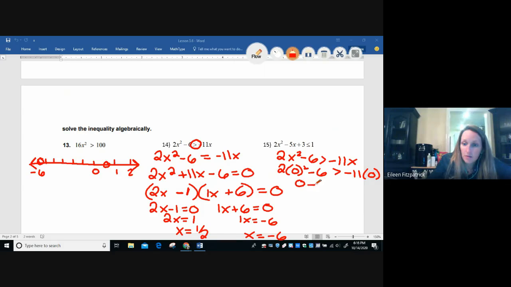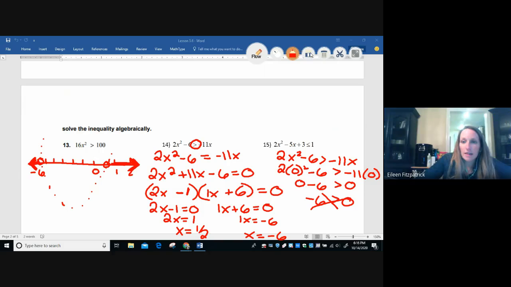So that's going to be 0 minus 6. That's -6 is greater than -11 times 0 is 0. So is -6 greater than 0? No. So if 0 does not work, that means you want to shade to the right and to the left, okay? You do not want to shade where 0 lies, okay? So again, if this was a parabola, that means we're shading on the outside of the parabola.